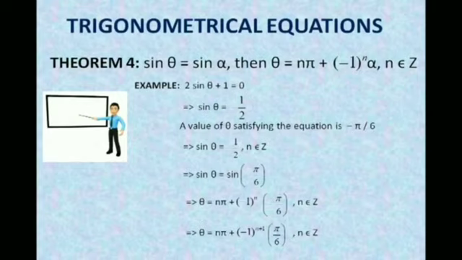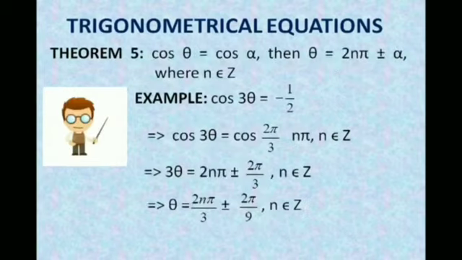We can easily find the generalized solution of that trigonometrical equation. So theta is coming out to be n pi plus minus 1 to the power n into alpha, and alpha is here minus pi by 6. So we just got the value of theta. Putting different values of n, we can find different angles which satisfy the given trigonometrical equation. Next theorem: cos theta is equal to cos alpha, then theta is 2n pi plus minus alpha.